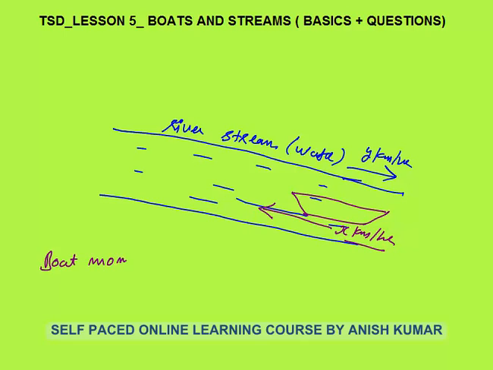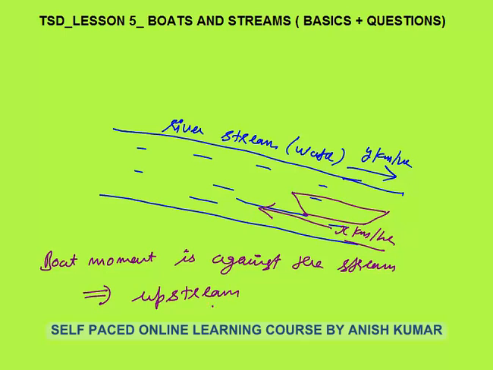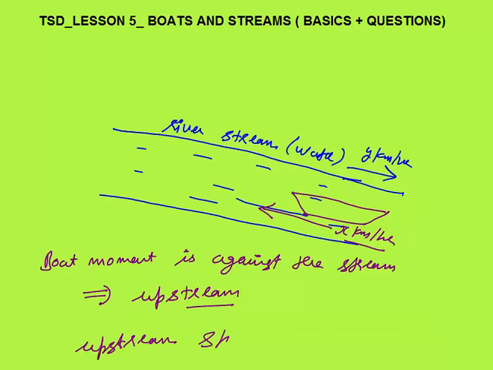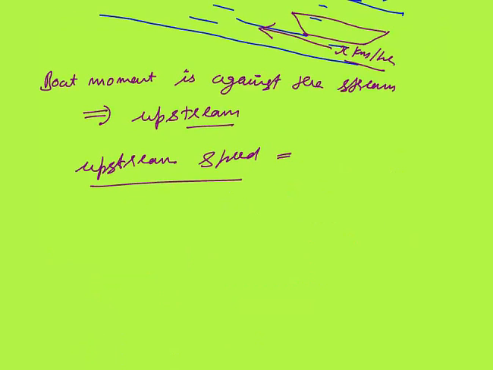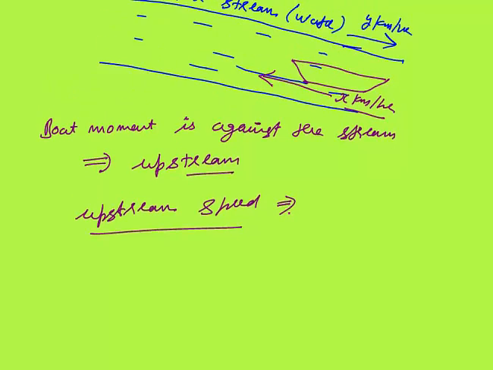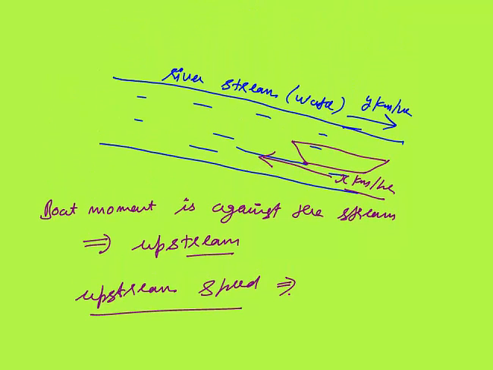Boat movement is against the stream. This movement is called upstream. If a person or a boat moves against the flow of water, this movement is called upstream. What will the upstream speed be? Upstream speed would be x minus y. Then only you will be able to move against the water. Your speed must be higher than the speed of stream. So upstream speed would be x minus y kilometer per hour.